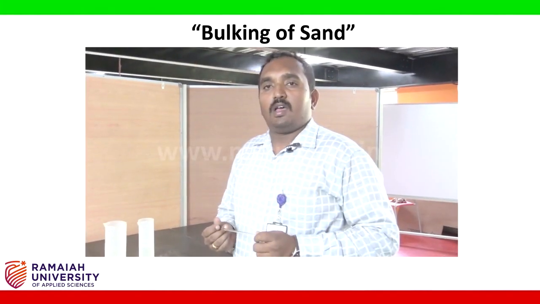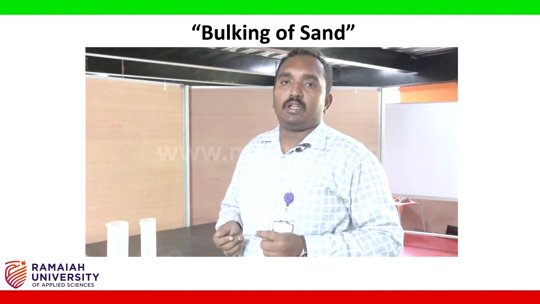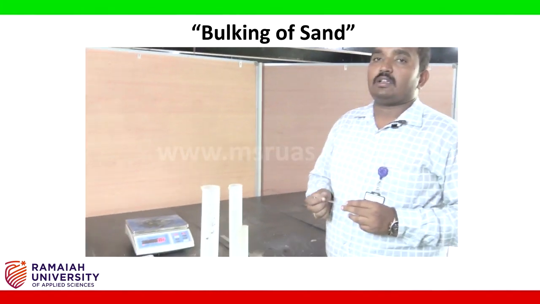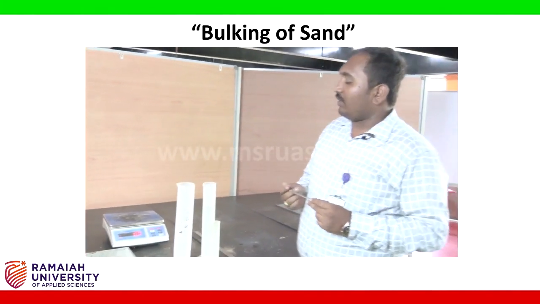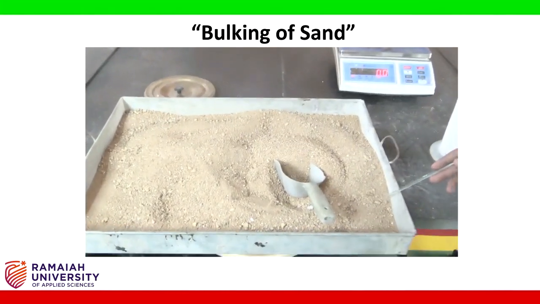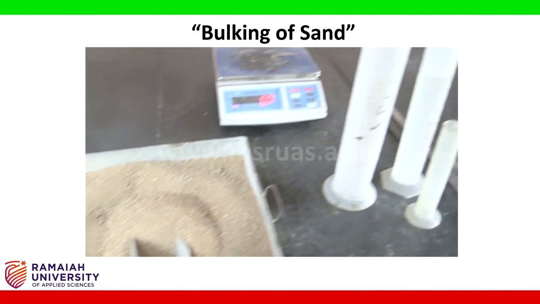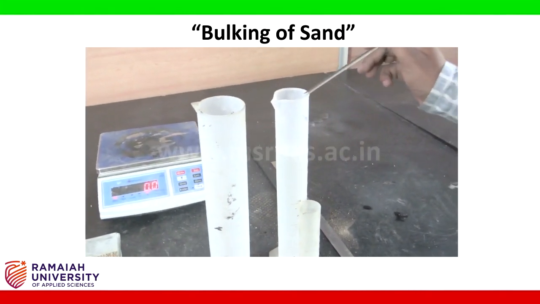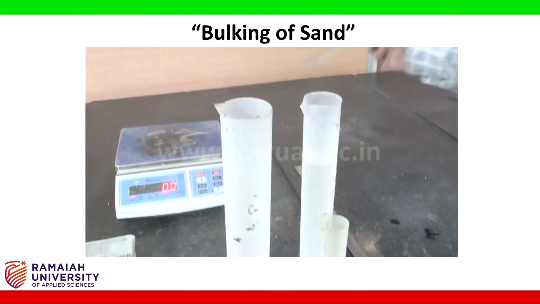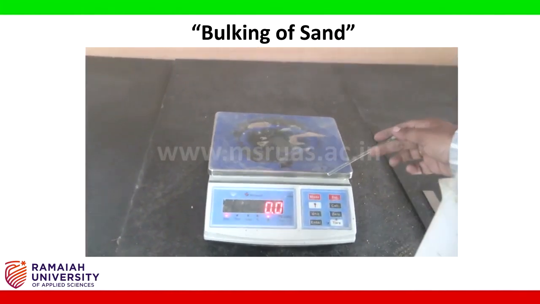Hi students, as a part of Concrete and Highway Laboratory, now we are doing an experiment called bulking of sand. The apparatus required for the bulking of sand: we want the fine aggregate to be tested, a 1 liter measuring jar, a 500 ml as well as a 100 ml measuring jar, and a weigh balance.